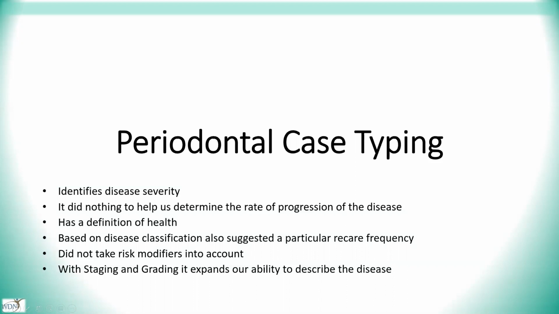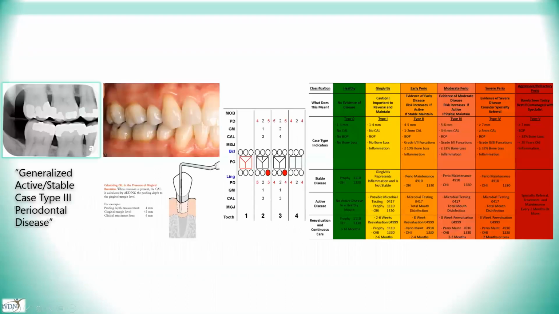The other thing is the disease classification and the case typing suggested a particular recare frequency. Our staging and grading still does that. However, the case typing did not take risk modifiers into account, where staging and grading does that. And what staging and grading really does is expand our ability to add more dimension in our description of the disease. And I hope that becomes clear over this next hour.